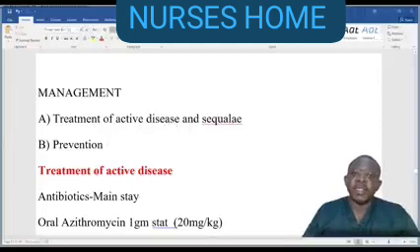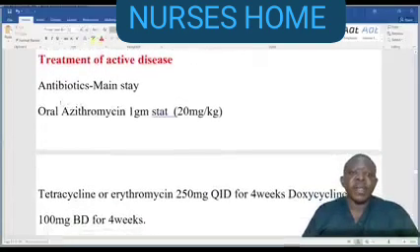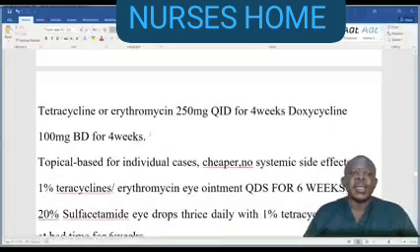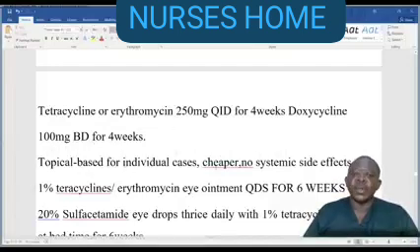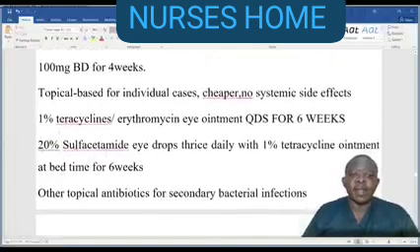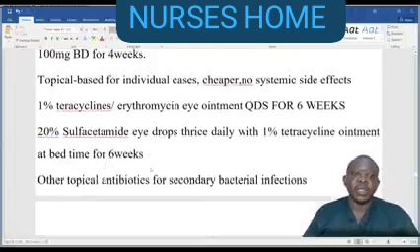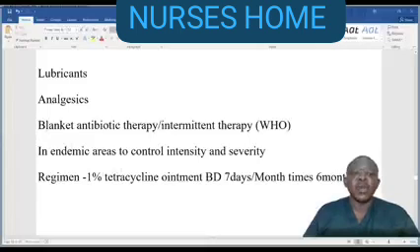So, the treatment of active disease, then the sequelae, and the prevention. The aim is to prevent complications, to prevent the spread, and also to give the needed treatment. So for treatment of active disease, they give antibiotics, that is oral azithromycin 1 gram stat or 20 milligrams per kg body weight. Then tetracycline or erythromycin 250 milligrams QID for 4 weeks. Doxycycline 100 milligrams BD for about 4 weeks can be given, and topical based on individual cases can be given, and systemic side effects can also be seen when such are given. We can also give 20% sulfacetamide eye drops, 3 times a day, with 1% tetracycline ointment at bedtime for 6 weeks. Other topical antibiotics for secondary bacterial infection include the lubricants, analgesia, blanket antibiotic therapy or intermittent therapy.